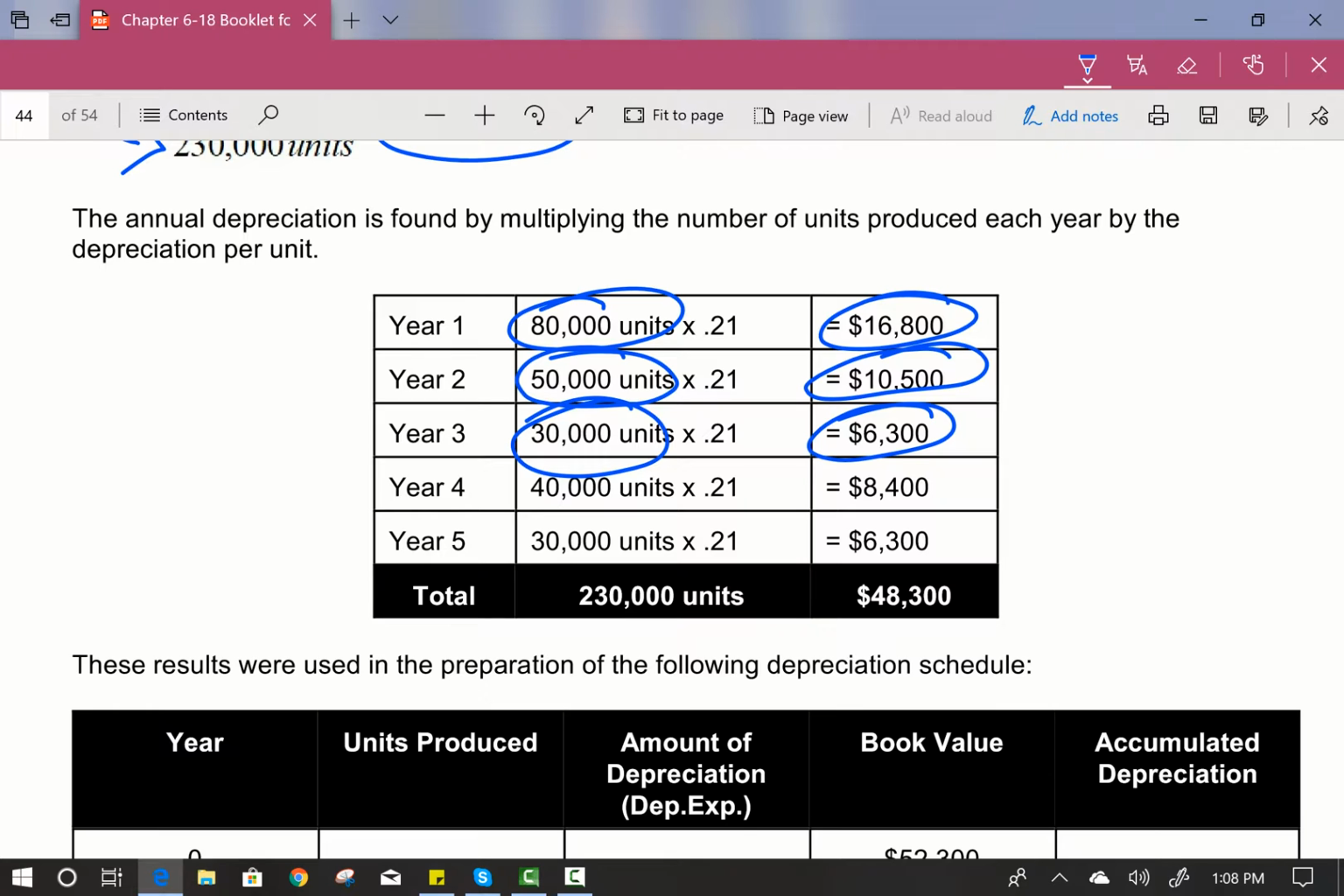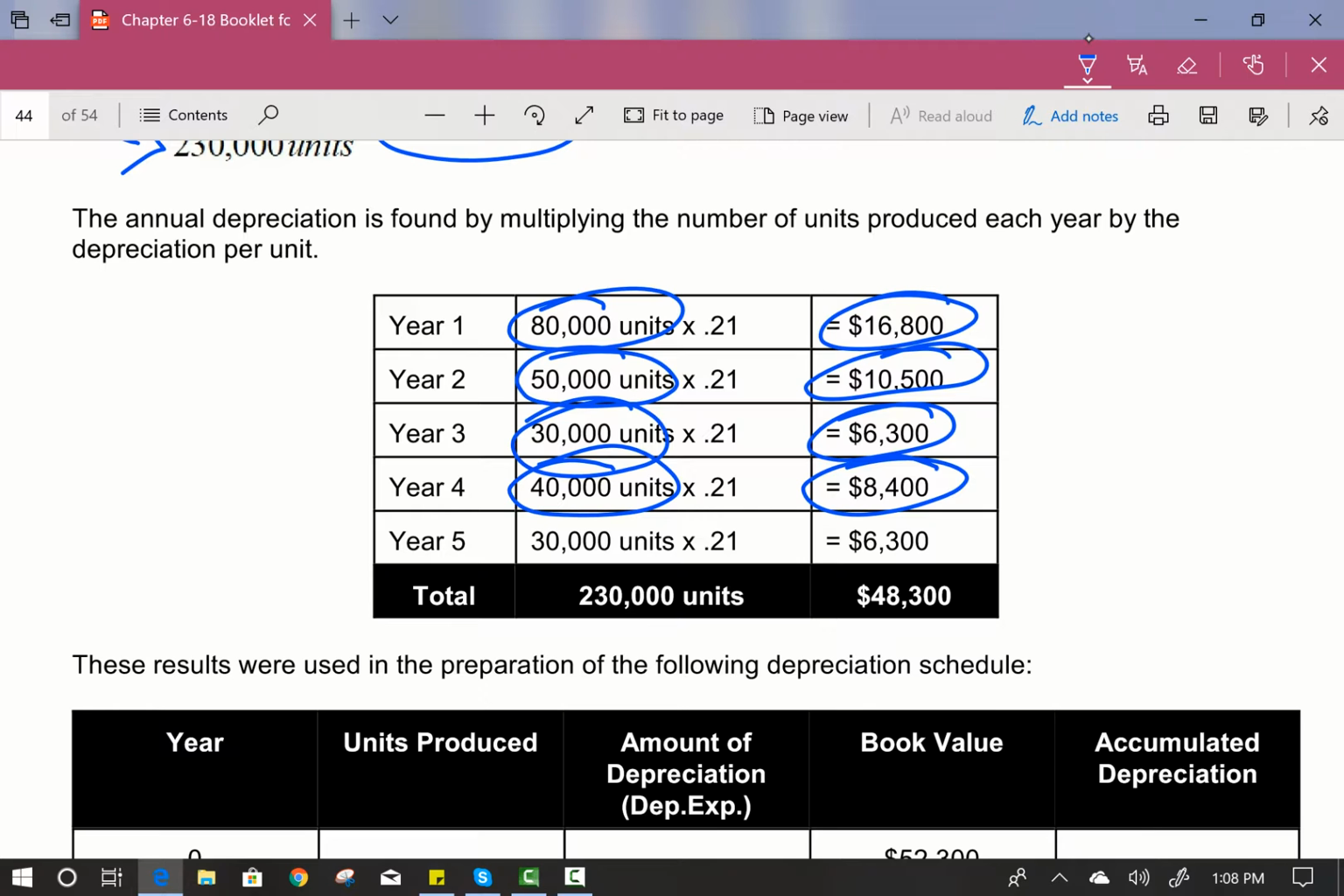Year four, we produced 40,000 units, which is a little more than last year. And again, that's a given. We don't know that. We can't calculate it. We just have to count the number of units we produce that year. Times 21 cents a unit gives us $8,400 of expense this year.